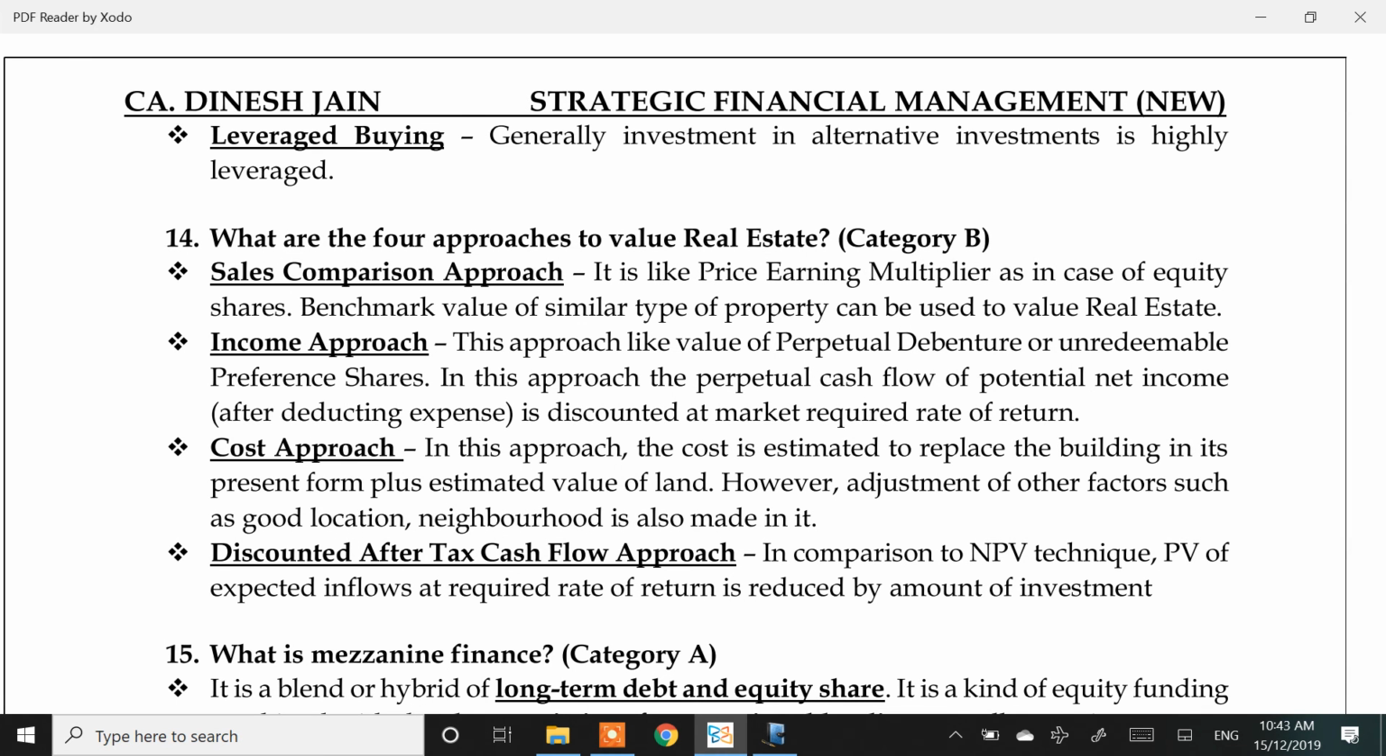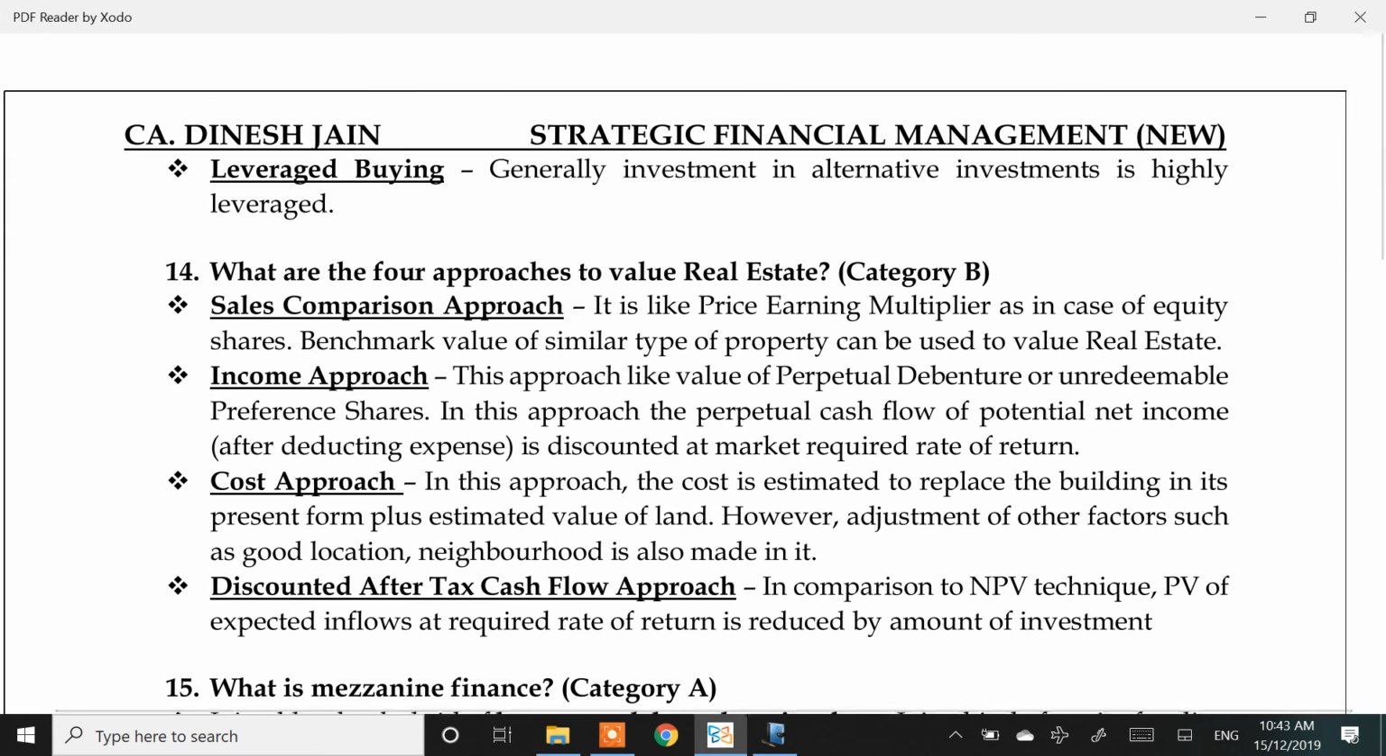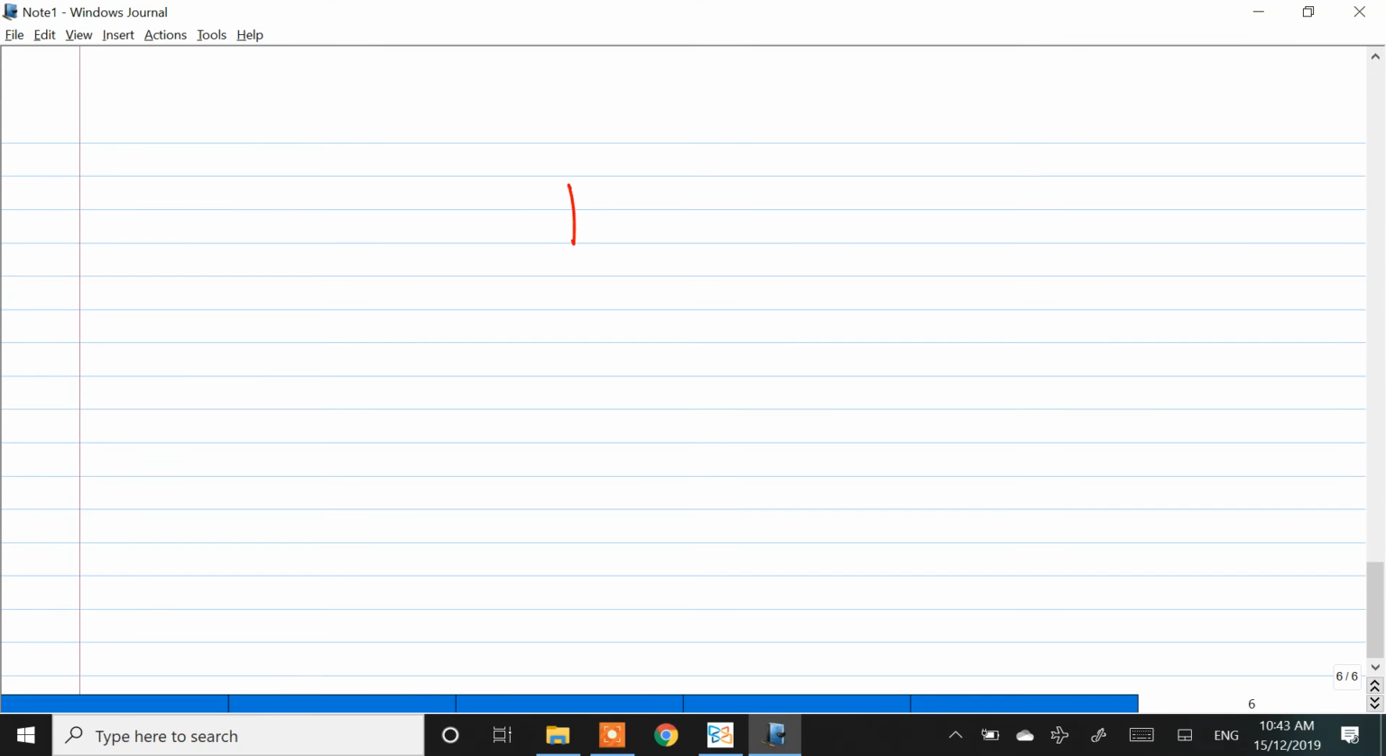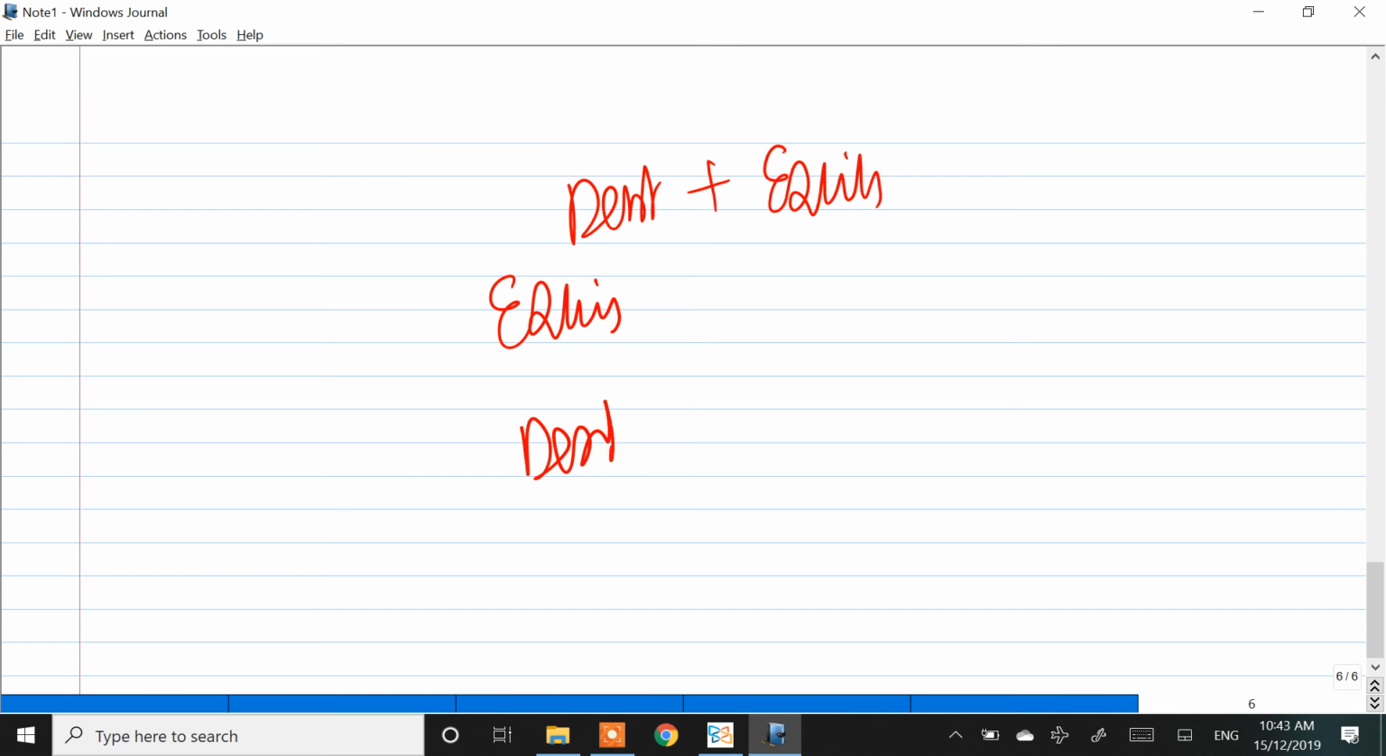Next, what is mezzanine finance? Mezzanine finance is basically hybrid finance, which is a mixture of debt plus equity. Now, if I take it from the risk point of view, equity is considered to be most risky, debt is considered to be less risky, and mezzanine will come in between this.